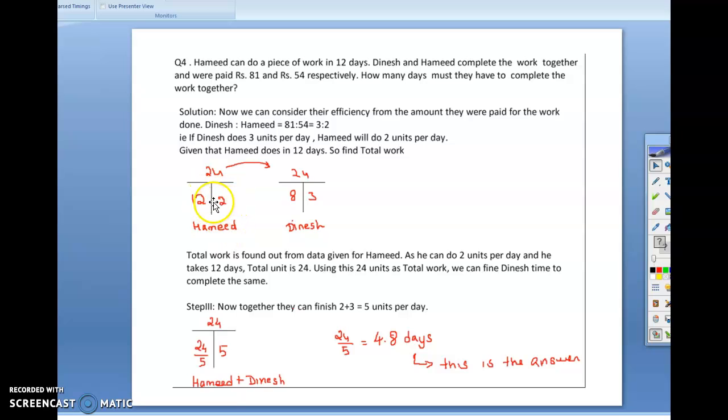So together, you know that the rates have to be added when they are doing it together. So Hamid and Dinesh, when they do it together, per day Hamid will be producing 2 units and Dinesh will be producing 3 units. So 2 plus 3, 5 units per day. So again you go for this T, where the rate will be filled here. Hamid and Dinesh together is 5 here, and the total unit is given as 24. Therefore the time taken will be 24 by 5, which is nothing but 4.8 days, and that is the answer.